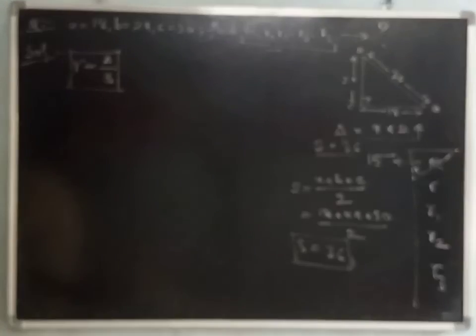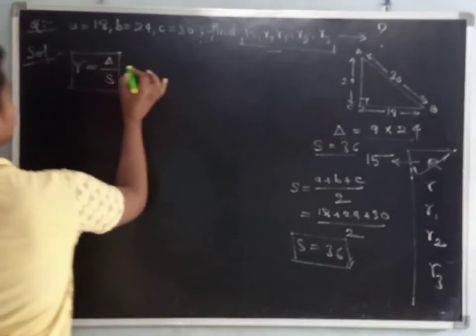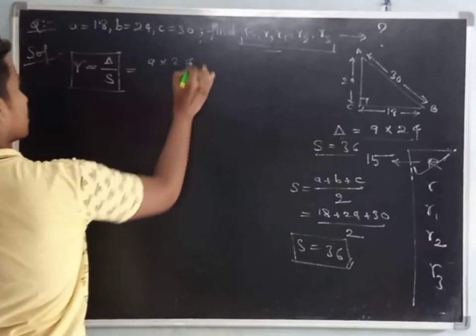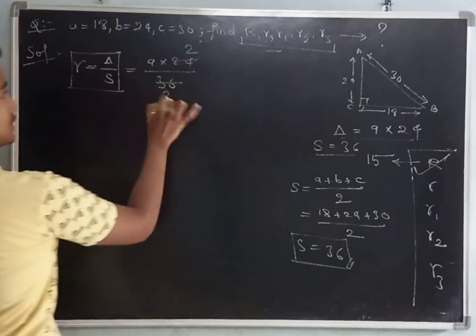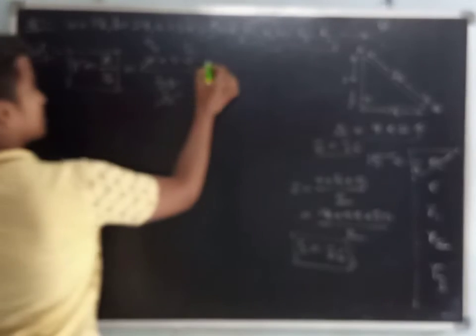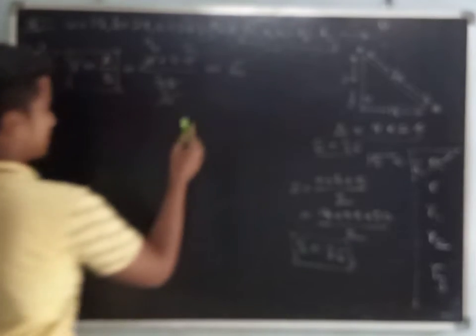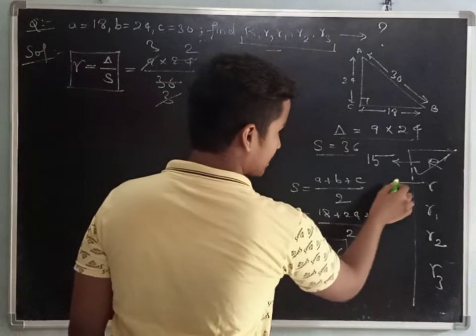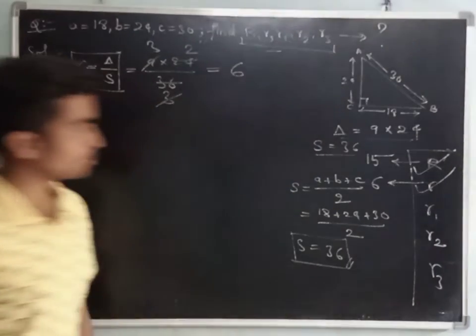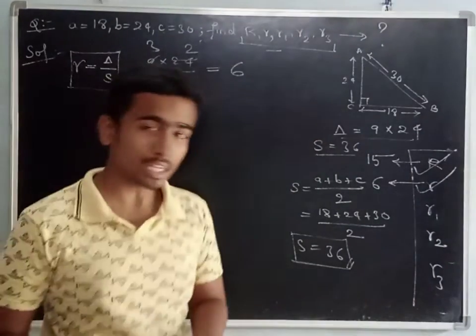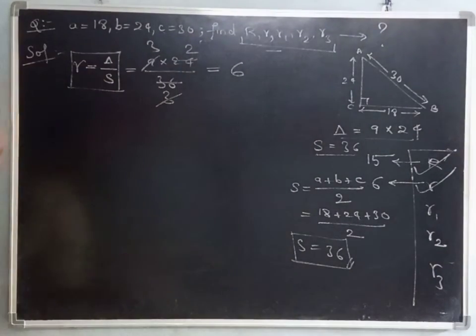Okay. Delta is nothing but 9 into 24. 9 into 24 by S. S is nothing but 36. 2 is 3 is 3, which is nothing but... It means the radius of the incircle is going to be 6. Okay. That's how we can find the radius of the incircle. Okay, let's move on further.